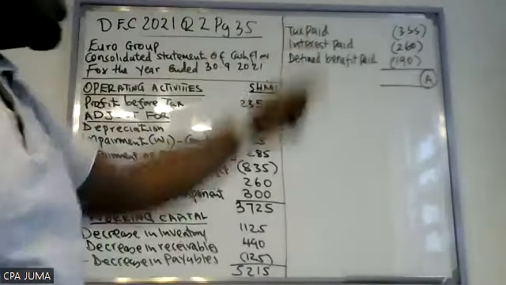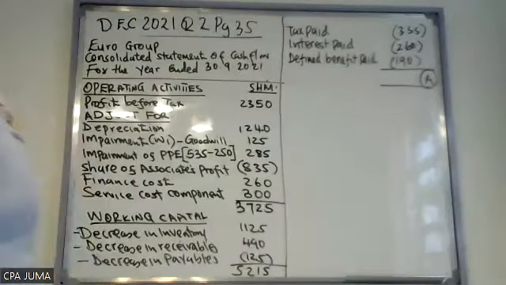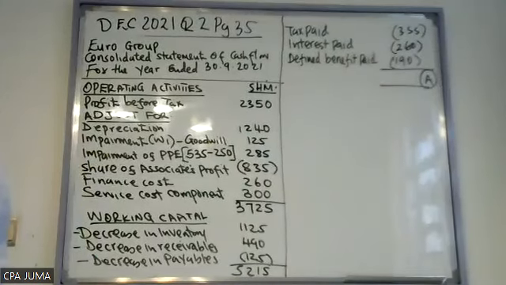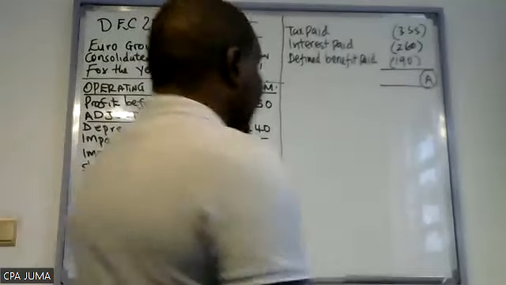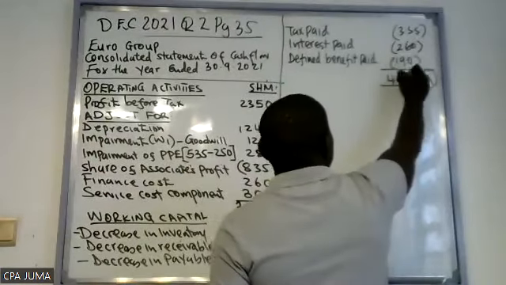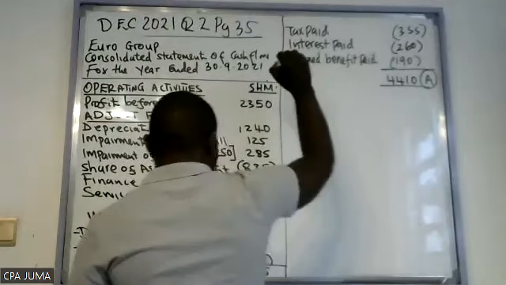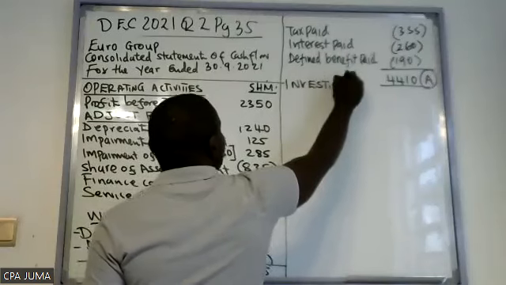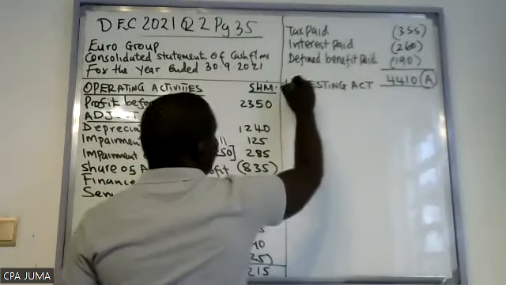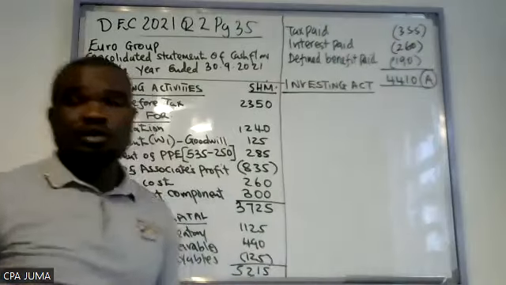If yes, give me the answer. Help me with the answer. So the answer is 4410. All right, let's go to investing activities.